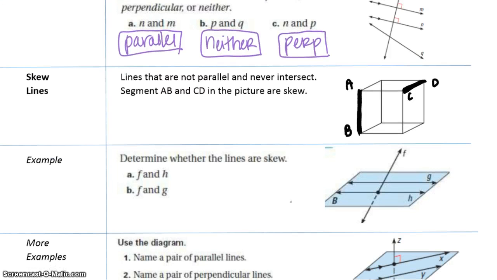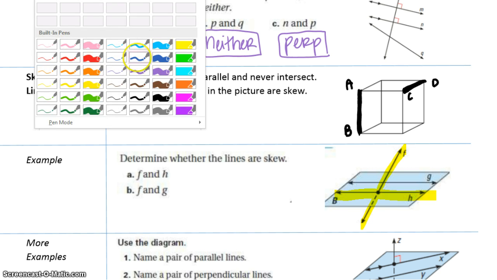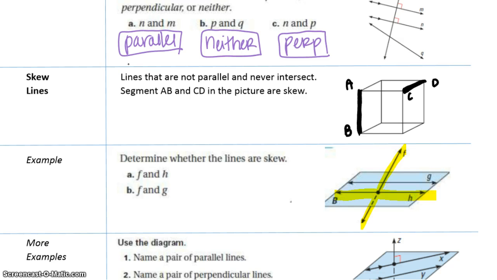So let's look at this example right here. Determine whether the lines are skew. So we've got line F, which is right here, and we have line H, which is right here. And you have to ask yourself this question first. Are the two lines parallel to each other? No, definitely not, right? Do the two lines intersect each other? Well, yeah, it looks like they intersect each other right here. So skew lines are not parallel and they never intersect. But these two lines do intersect. So these are not skew. All right, those are not skew.